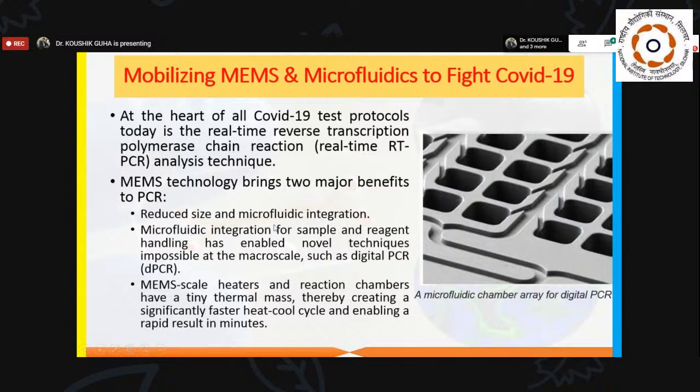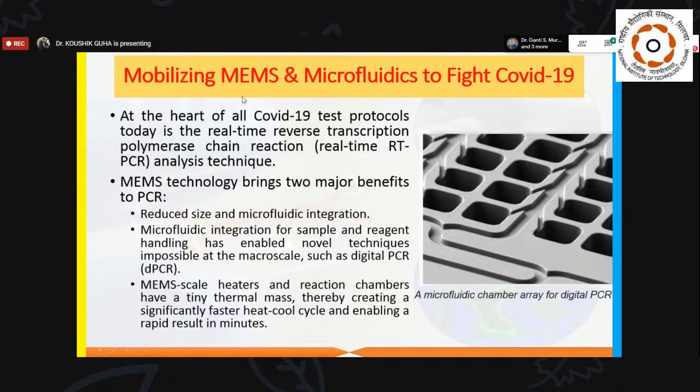Because it is done in the micro-level domain, there are some benefits they have seen. The micro-scale heaters and reaction chambers have a tiny thermal mass, thereby creating a significantly faster heat-cool cycle. Earlier, the RT-PCR machine was big and took a lot of time to detect. But with the help of these techniques, they have found a very short detection time and high precision in measuring the virus load in a patient's body or the patient's swab sample.